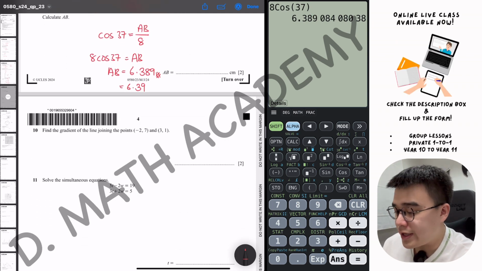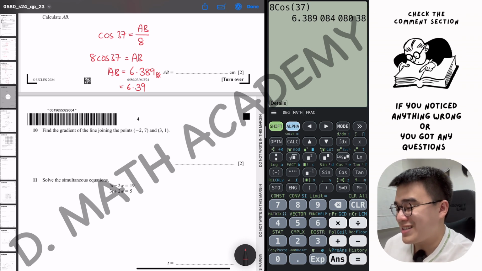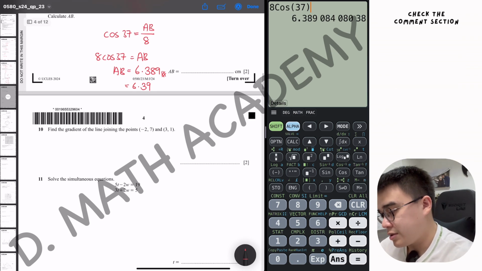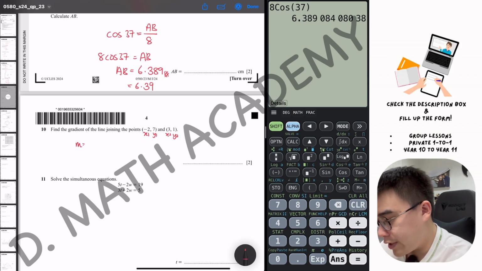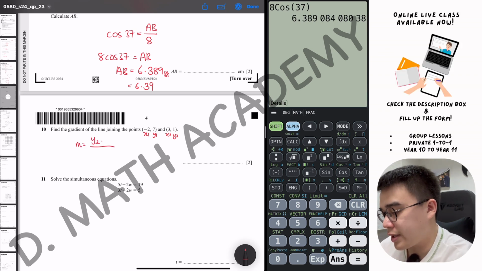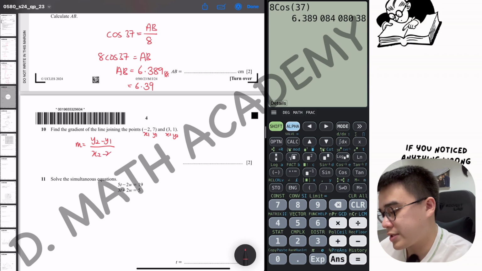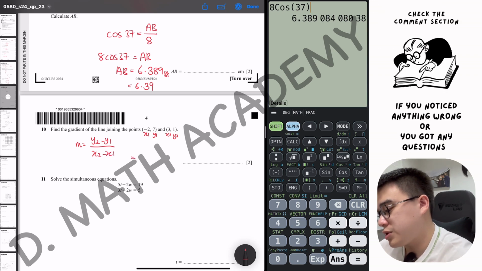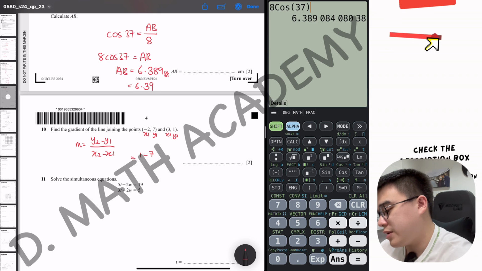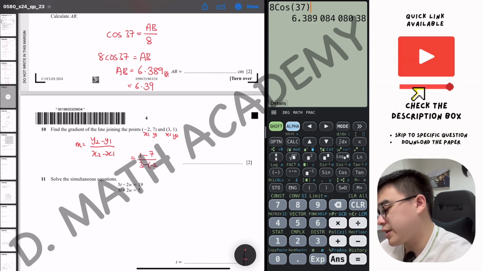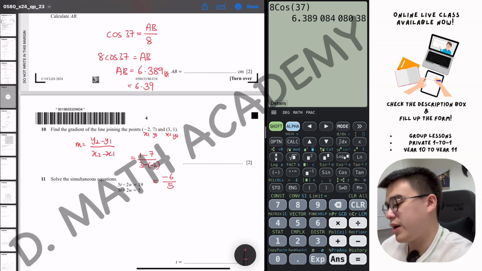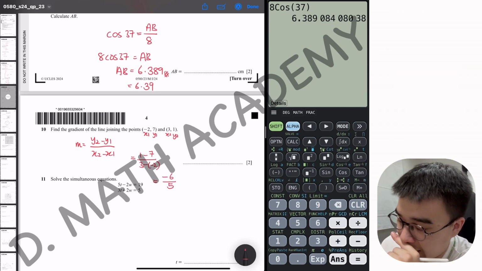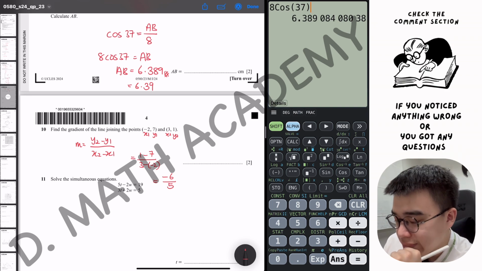And when they ask you for gradient, this is one of the easiest questions here. Surprised that they ask. So y2, x2, y1, x1. Your gradient is y2 minus y1 over x2 minus x1. The answer should turn out to be 1 minus 7 over 3 minus negative 2. The total is negative 6 and 5, which makes your gradient negative 6 over 5.